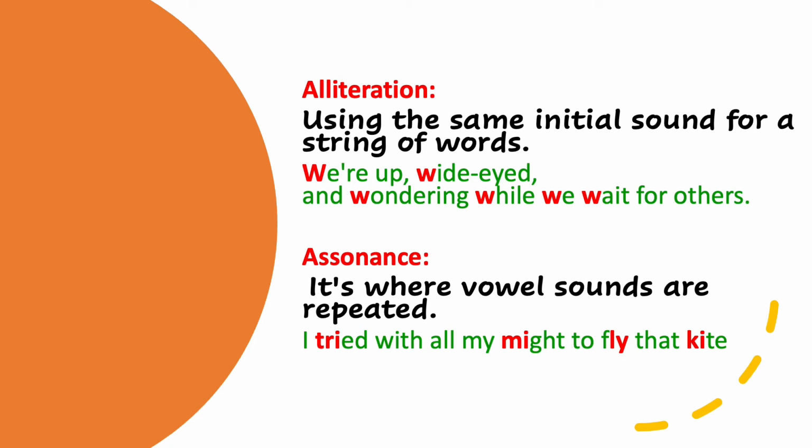Assonance is where vowel sounds are repeated. Tried with all my might to fly that kite. So here the vowel sound I is repeated. Try, my, fly, and kite.